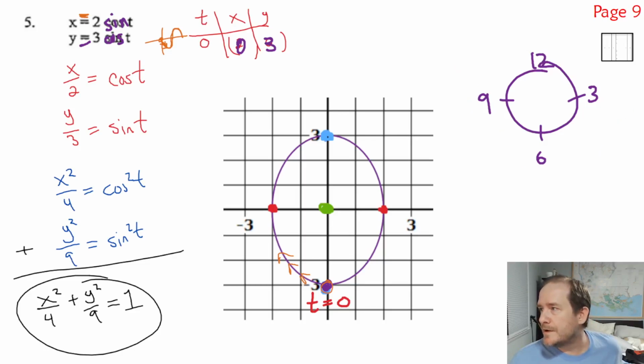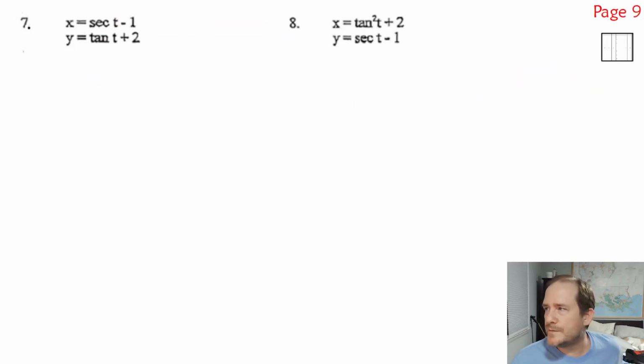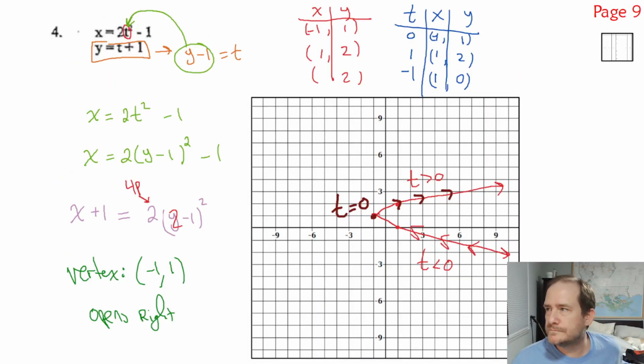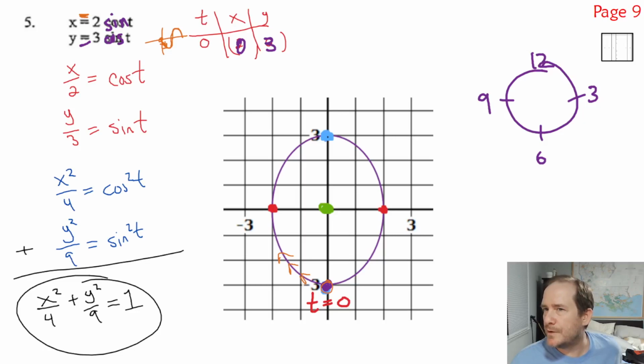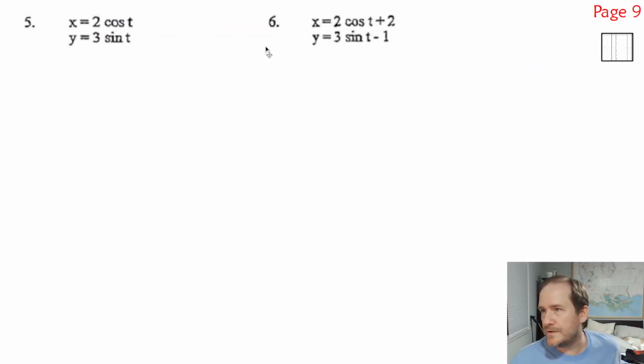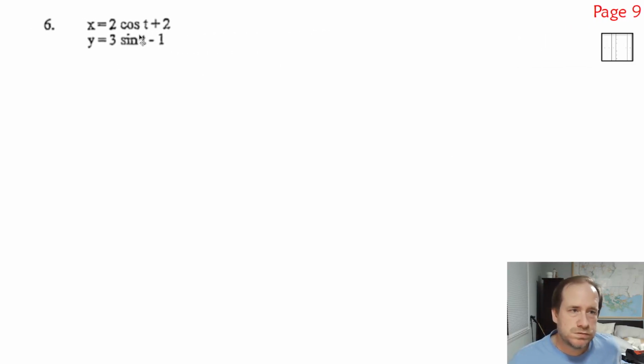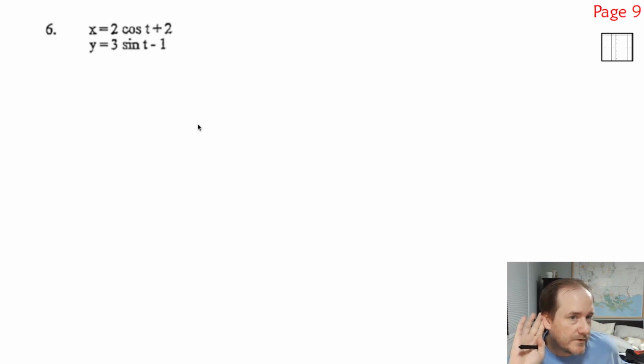Moving on. Number 6. Number 6 is gone. That's problematic. But not that problematic, because I can just do this. Alright, so here's 6. What's this? What'd you say? It's an ellipse. Yeah, you're right.